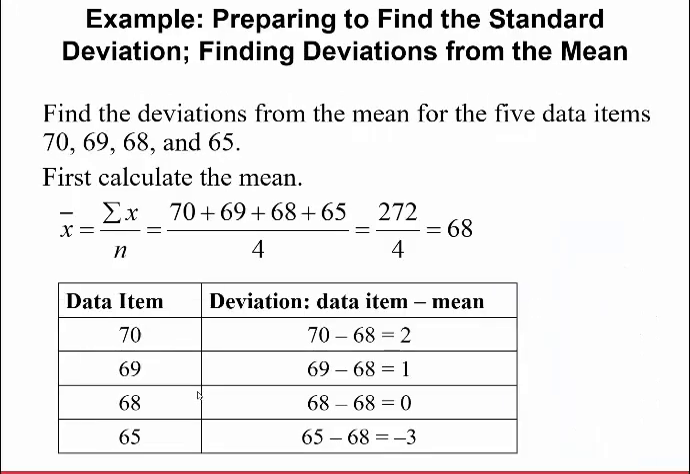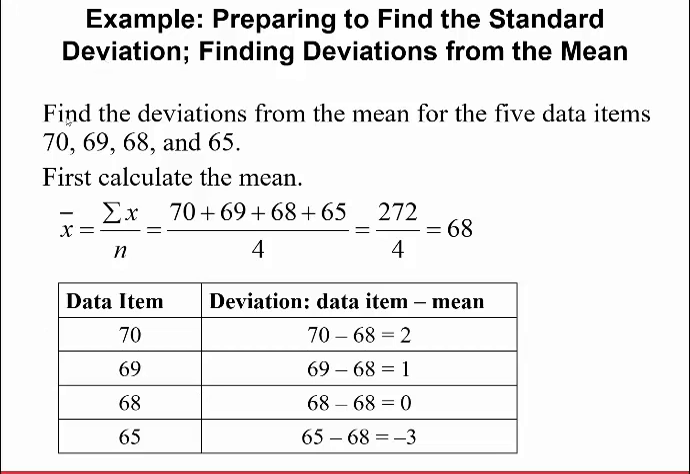Now, the range is very easy. But now I want to talk about how you find the standard deviation. The standard deviation tells us the average deviation the data values are from the mean. So on average, how far are data values from the mean, or the center of the data set? All right, so let's find the deviations from the mean of the data items.